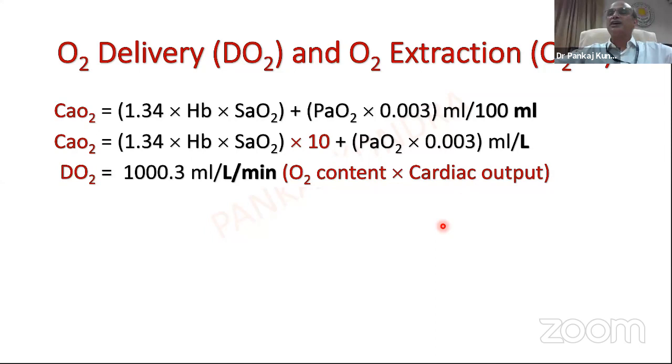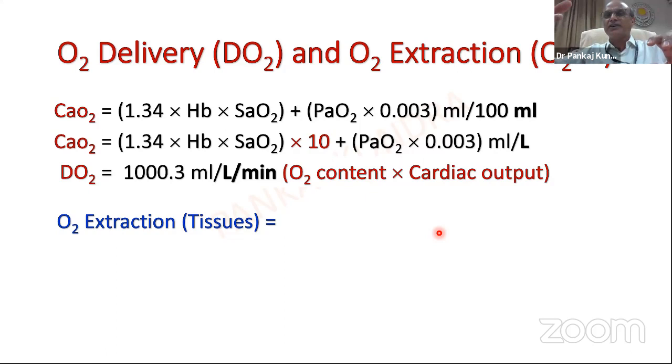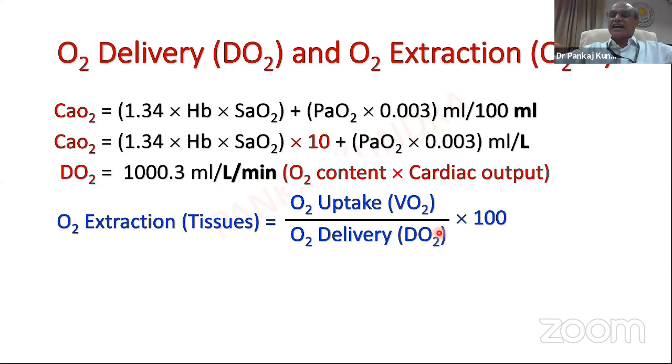Now, what do you mean by oxygen extraction? The oxygen is delivered. How do the tissues extract oxygen? How much is being extracted by the tissues is what we need to know. So that will be basically the uptake divided by the delivery into 100. This will give us a fraction. But if you subtract uptake from the delivery, then you will get just the extraction. But if you need a fraction of it, you will have to divide it and multiply it into 100 to get the fraction. So here it is.